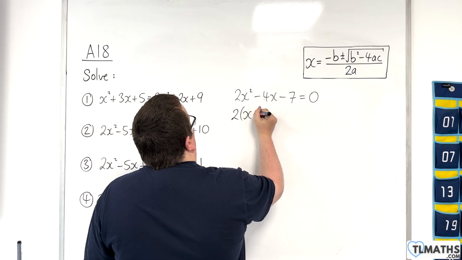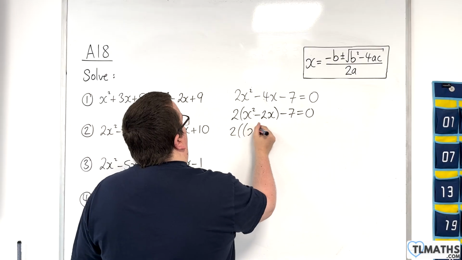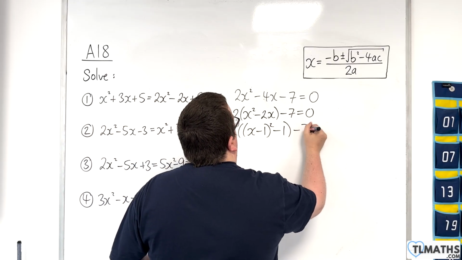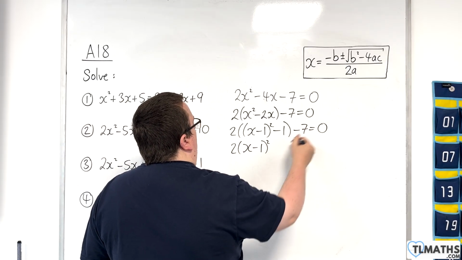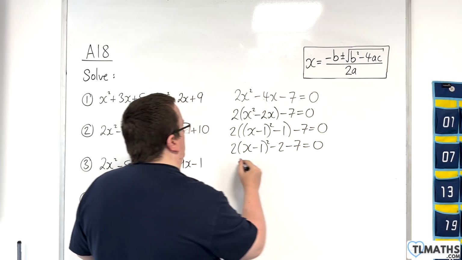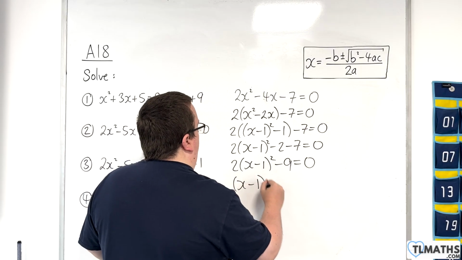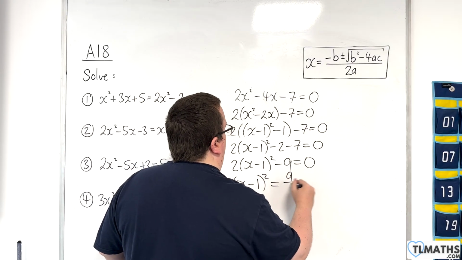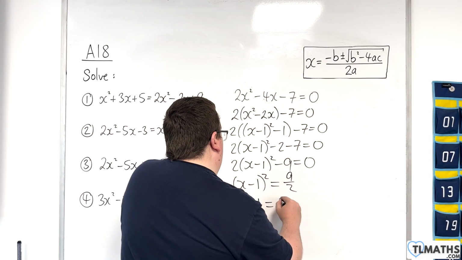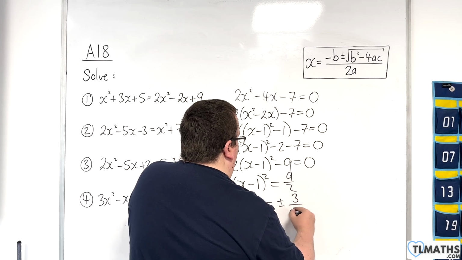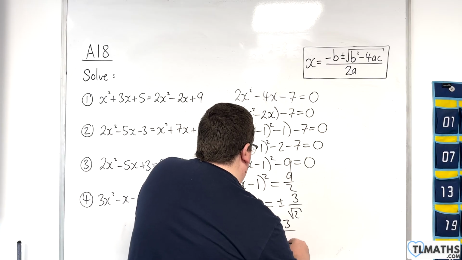So factor out the 2 from the first 2 terms. Complete the square on what's inside. X take away 1 squared, take away 1. Multiply through. So minus 2, then take away 7. Okay, so if we add 9 to both sides, divided through by 2 in one step, 9 halves, square root both sides, we're going to get plus or minus 3 over root 2. So x is equal to 1 plus or minus 3 over root 2.